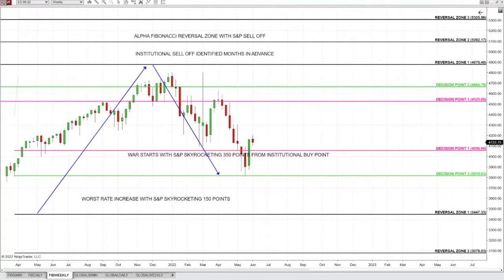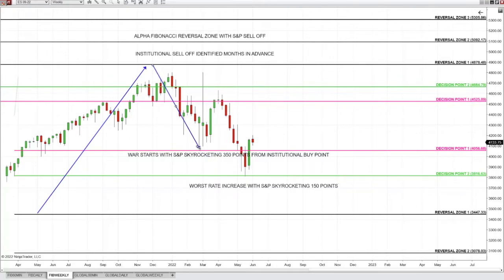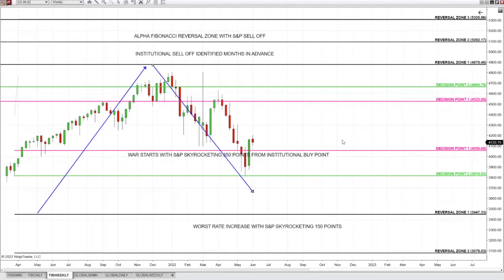There is no good news. We have the worst rate increase in 20 years and the S&P skyrocketing another 150 points. If you are shorting anywhere near an institutional buy point, please stop trading live. I beg of you. Those are the lessons of the war. Those are the lessons of the rate increase. And where has the S&P skyrocketed again? Should anyone be surprised?